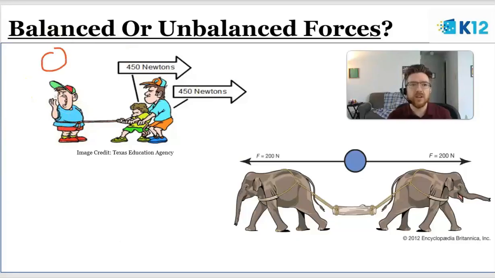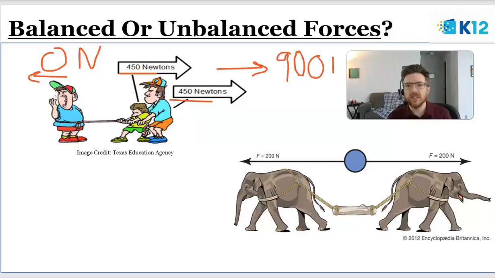All right, so we see up here that this boy is not pushing or pulling, so he's essentially got a force of 0 newtons. And then these two, so we could say that's still or essentially going in the opposite direction. And then here, 450 newtons plus 450 newtons, those are both going towards the right. So they're going to combine for a total of 900 newtons. So we do not have equal forces. So these are unbalanced, and that boy's going to get pulled.